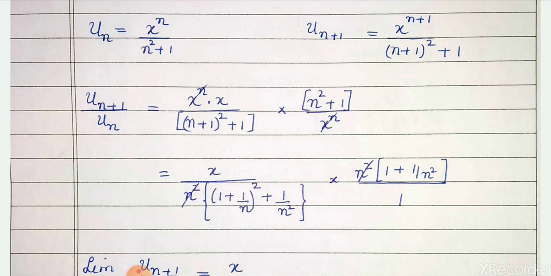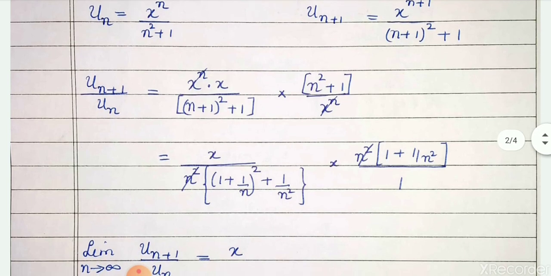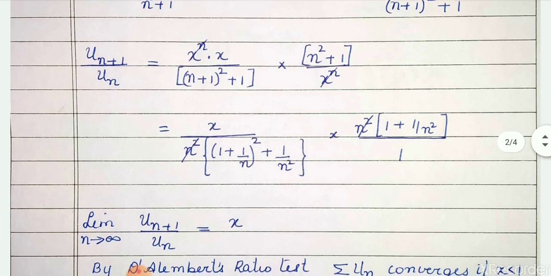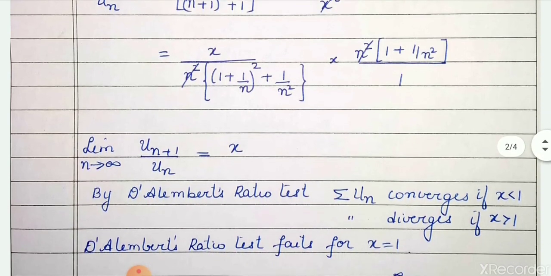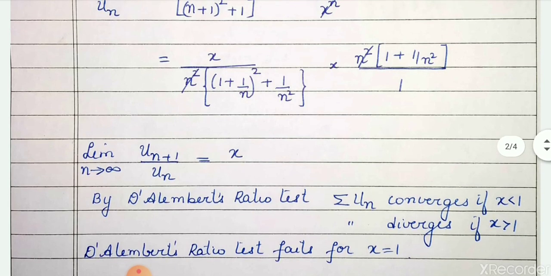Then the second part of the numerator, n square is taken common, 1 plus 1 by n square, divided by x raised to n. So x raised to n gets cancelled. So do this carefully. And when we take the limit as n tends to infinity, you'll find the value is equal to x, because 1 by n or 1 by n square becomes 0. So now we have got a variable x here.